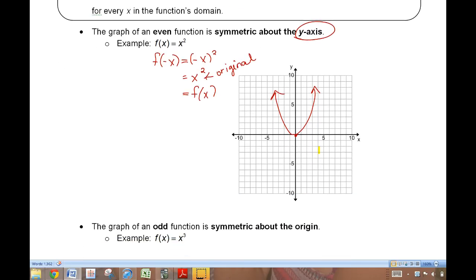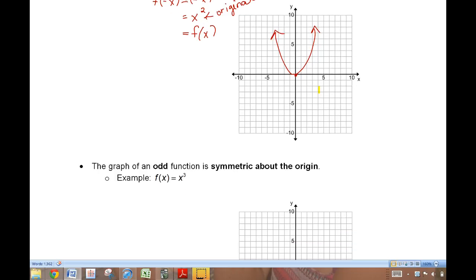So there's two ways to determine even and odd. One is algebraically, the other is graphically.